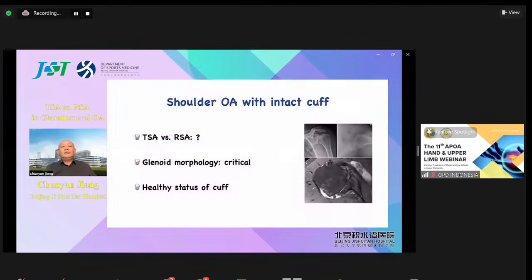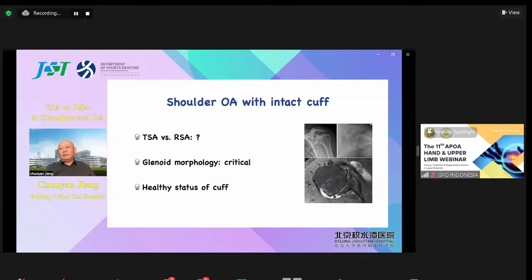But what we are going to talk about today is osteoarthritis in the shoulder with an intact cuff. Sometimes there are controversial issues or debate about whether we should use total shoulder arthroplasty or reverse shoulder arthroplasty to treat these patients. And among all the discussion and debate, glenoid morphology seems to be very critical for the decision-making in treating shoulder osteoarthritis with an intact cuff.